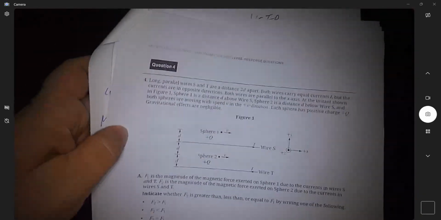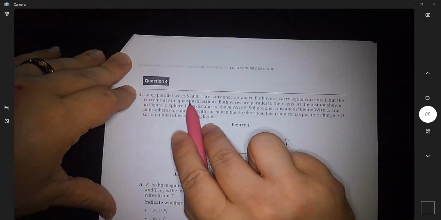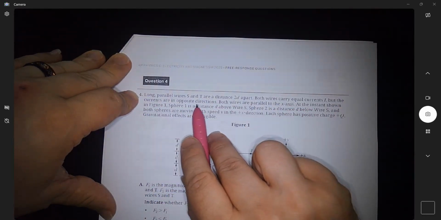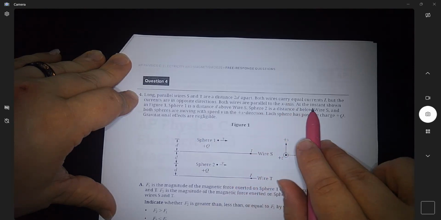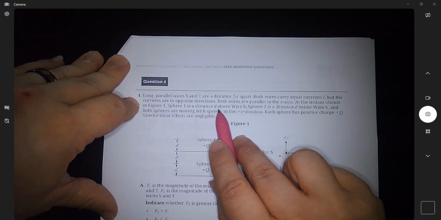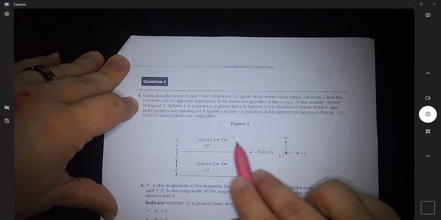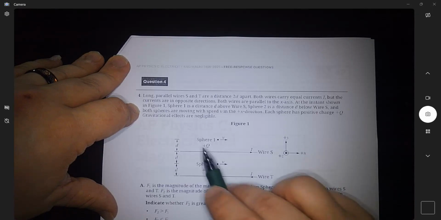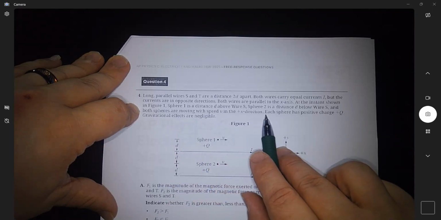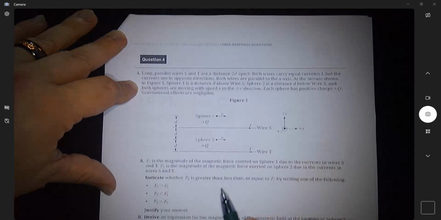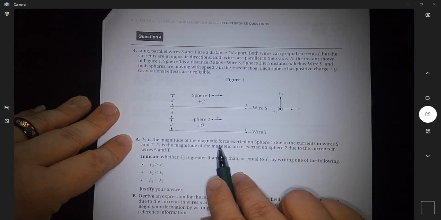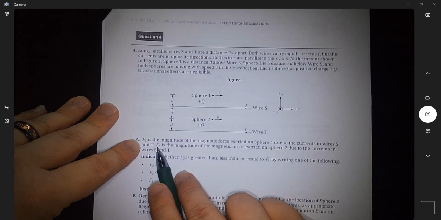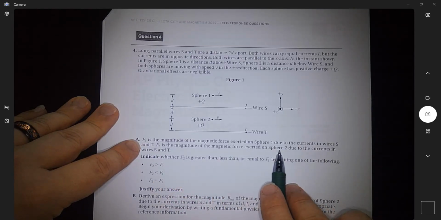Okay, let's do this really quick here. Long parallel wires S and T are a distance 2d apart. Both wires carry equal currents I, but the currents are in opposite directions. Both wires are parallel to the x-axis, and as shown in the figure, sphere 1 is a distance d above wire S. Sphere 2 is a distance d below wire S, and both spheres are moving with speed v in the x direction. Each sphere has positive charge q. F1 is the magnitude of the magnetic force exerted on sphere 1 due to the currents in wires S and T. F2 is the magnitude of the magnetic force exerted on sphere 2 due to the currents in S and T.